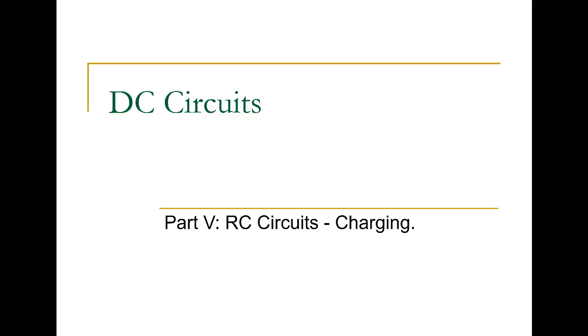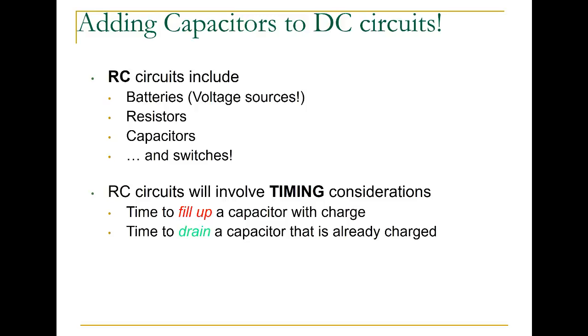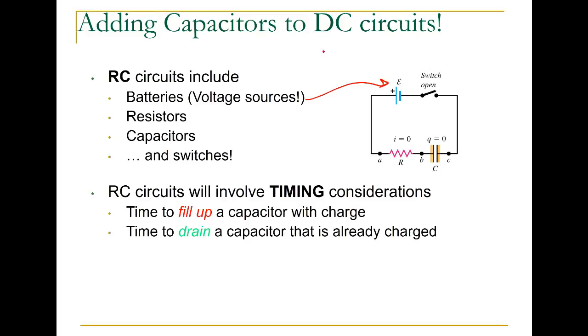Okay, welcome back everyone. We're going to continue our study of DC circuits by looking at RC circuits. So an RC circuit is where we're adding a capacitor to a circuit that already has a battery and a resistor. So here's an example of a diagram. We have a battery or voltage source, and we have the same symbol as for our EMF. So it's a little bit small, but it looks kind of like this. That's our voltage. We have a switch, then we have a capacitor and a resistor.